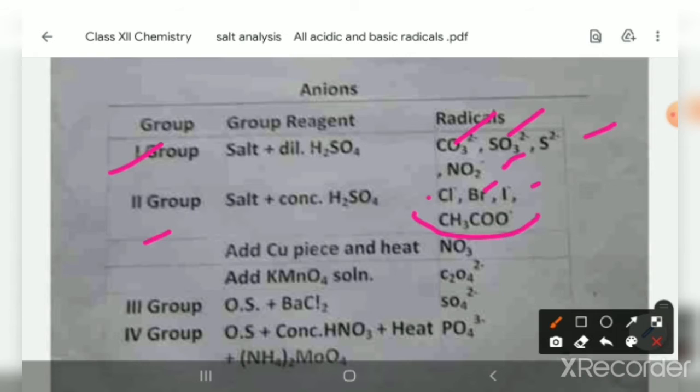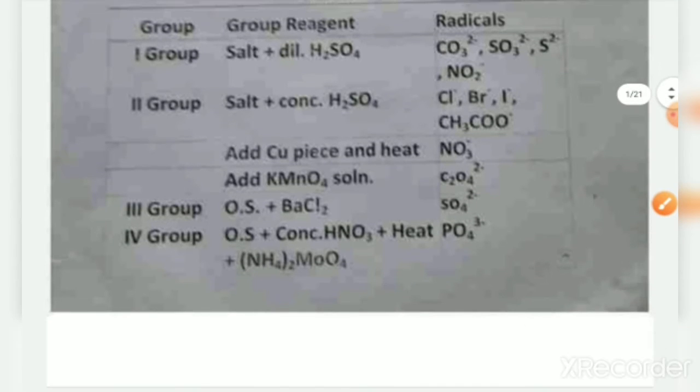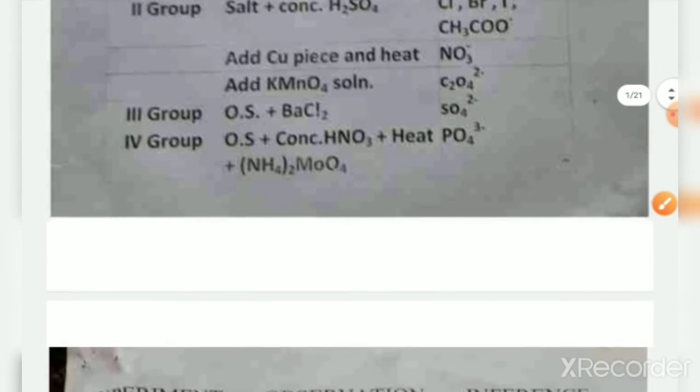Actually this is given wrong here. You have to know that this belongs from here. This is the acetate ion, and the nitrate ion belongs to the second group, and the oxalate ion and phosphate ion are the interfering radicals, and the sulfate ion belongs to this group. So you all listen very carefully, and the group reagent is also given here.